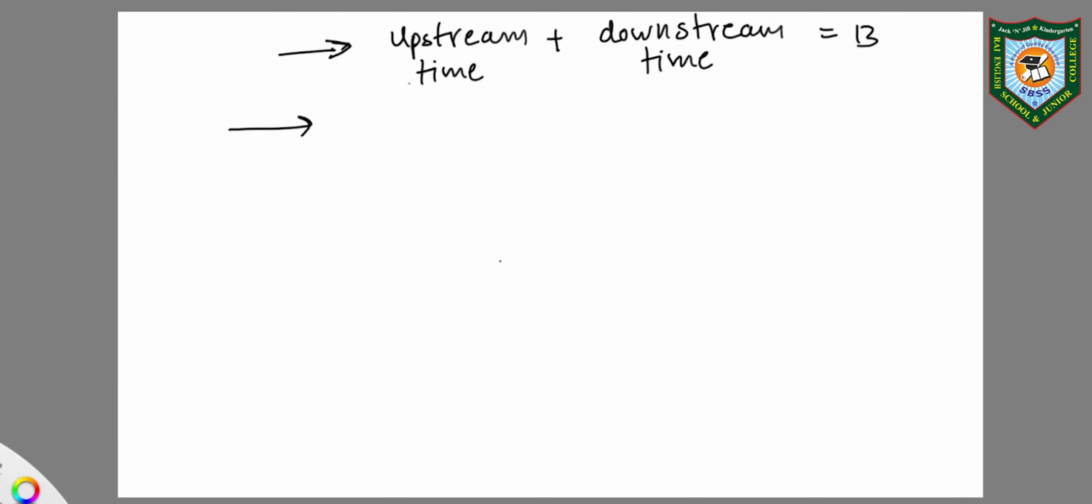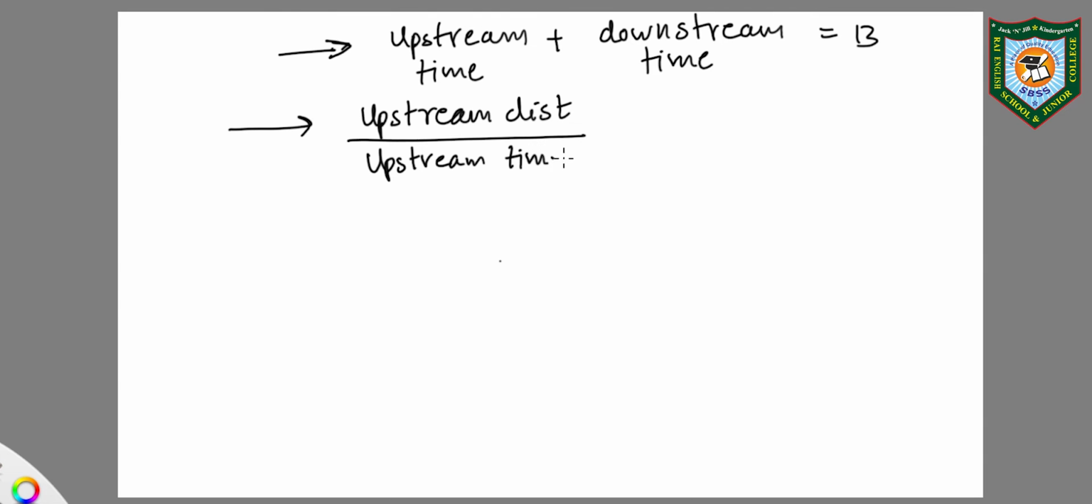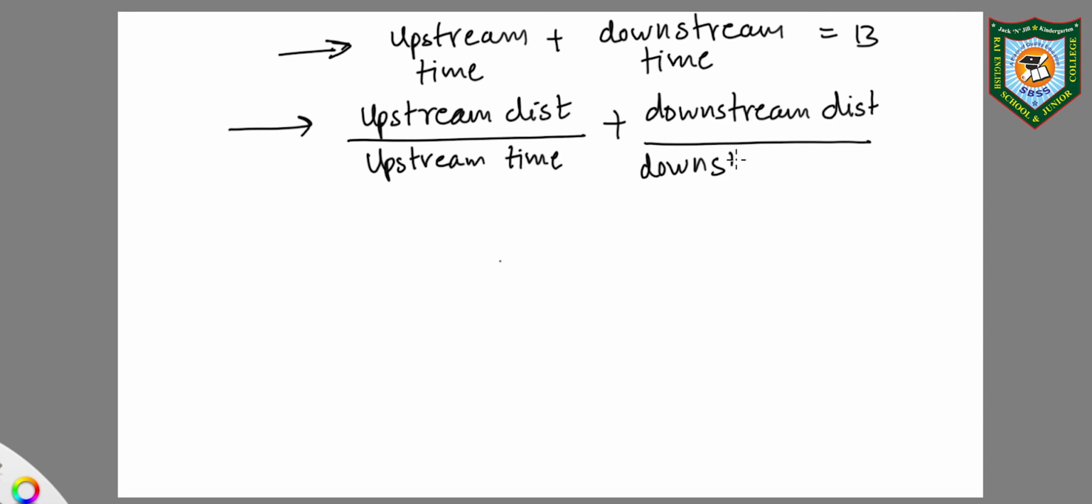Now, as we had the values for upstream time as upstream distance divided by upstream speed, similarly in this case we are going to write upstream distance divided by upstream speed. I am using short forms just to be quick. You do not have to use short forms in your classwork copies. This will not give you full marks. Then I have downstream distance divided by downstream speed. This is equal to 13.